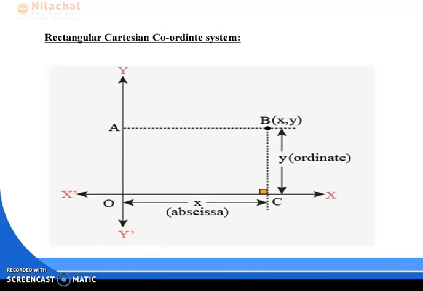Now we talk about the Cartesian coordinates of a point. Let X'OX and Y'OY be the coordinate axes. Let B be a point whose coordinates are (x, y), a point in the Euclidean plane where OC is the x distance and CB is the y distance. Running x distance and rising y distance, we get the point B whose x coordinate is x and y coordinate is y. The x coordinate we call the abscissa and the y coordinate we call the ordinate.